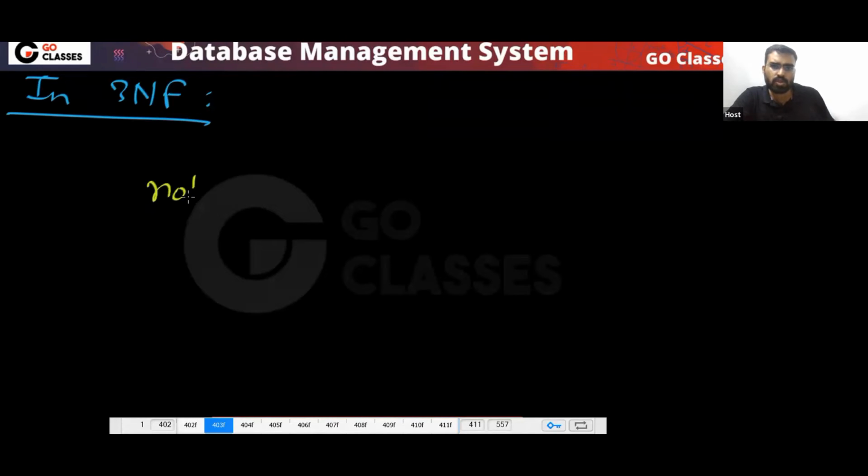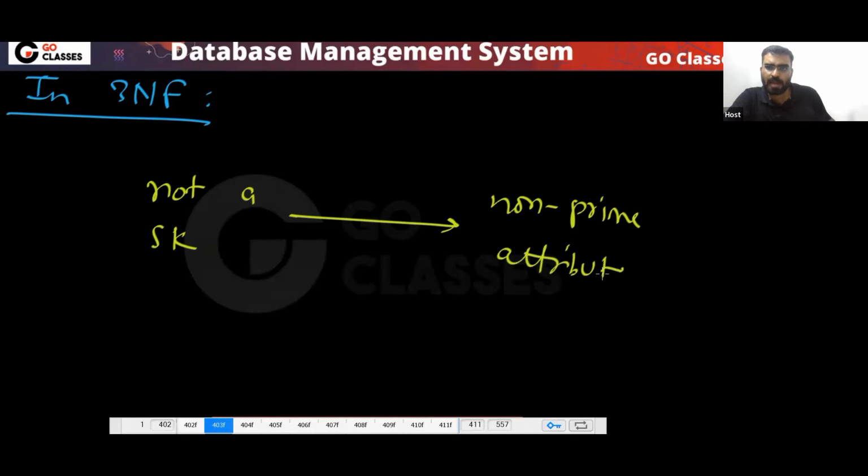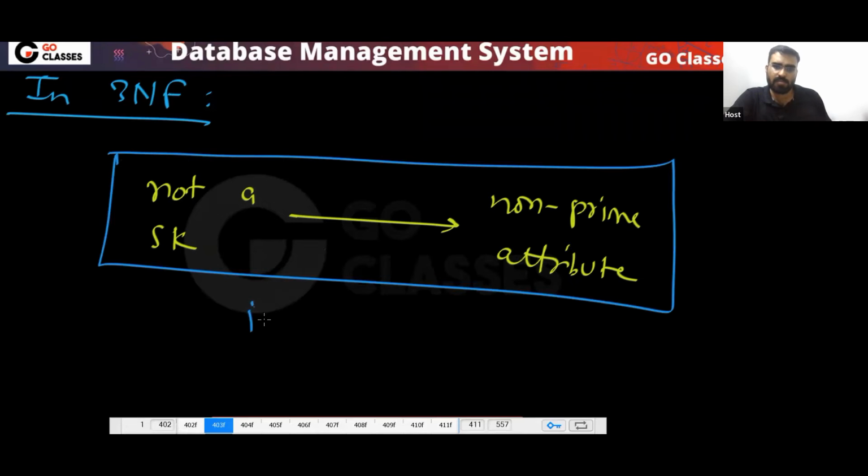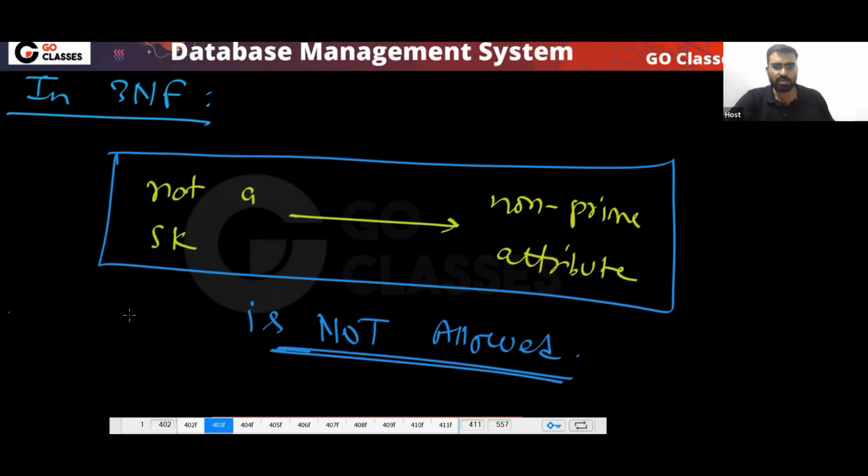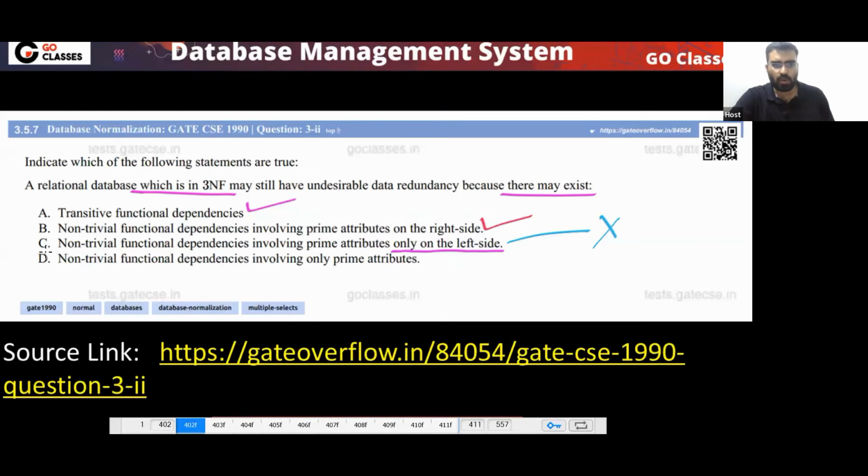I can say not a super key implies non-prime attribute. This is not allowed. This we have already seen. In 3NF, this is the problem. In 3NF, you must not have this. So you can notice, option C is false.